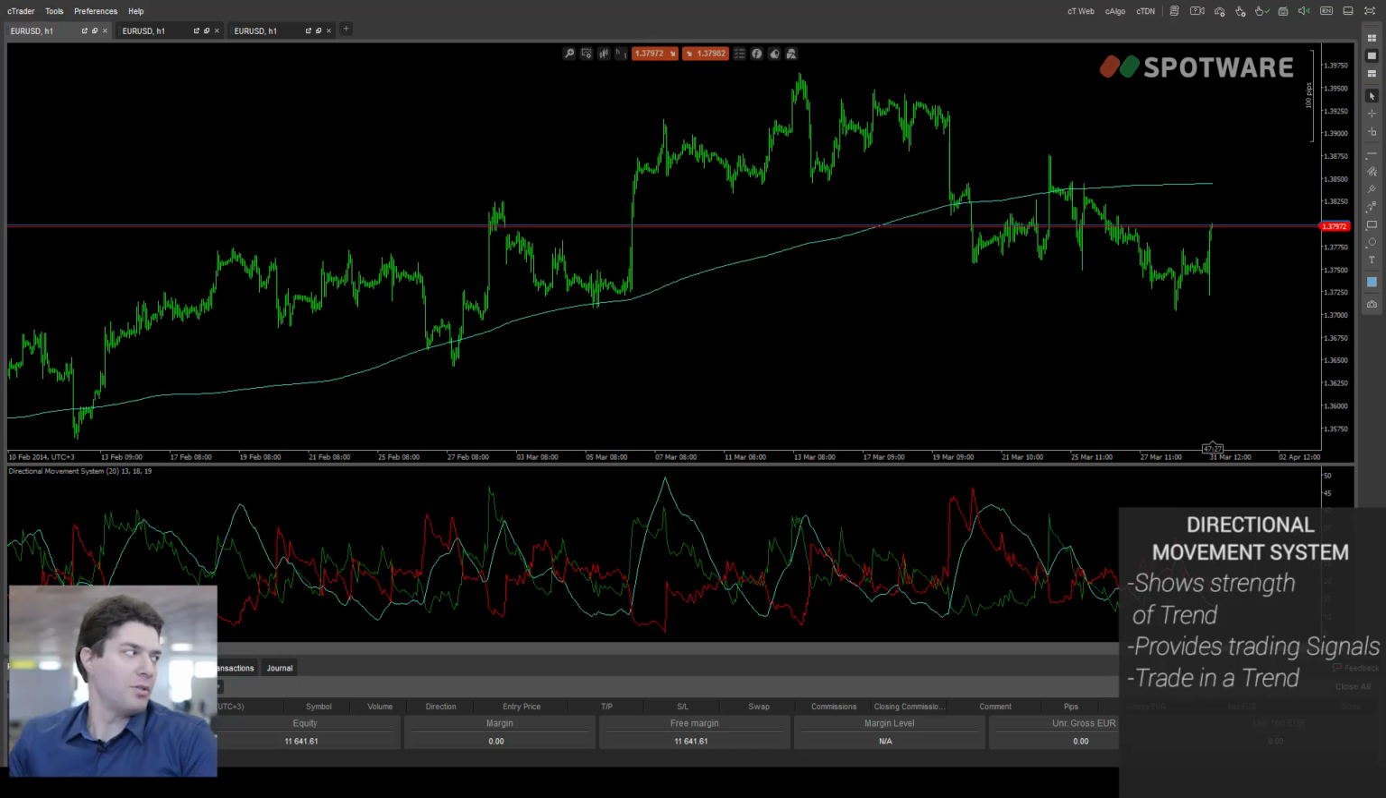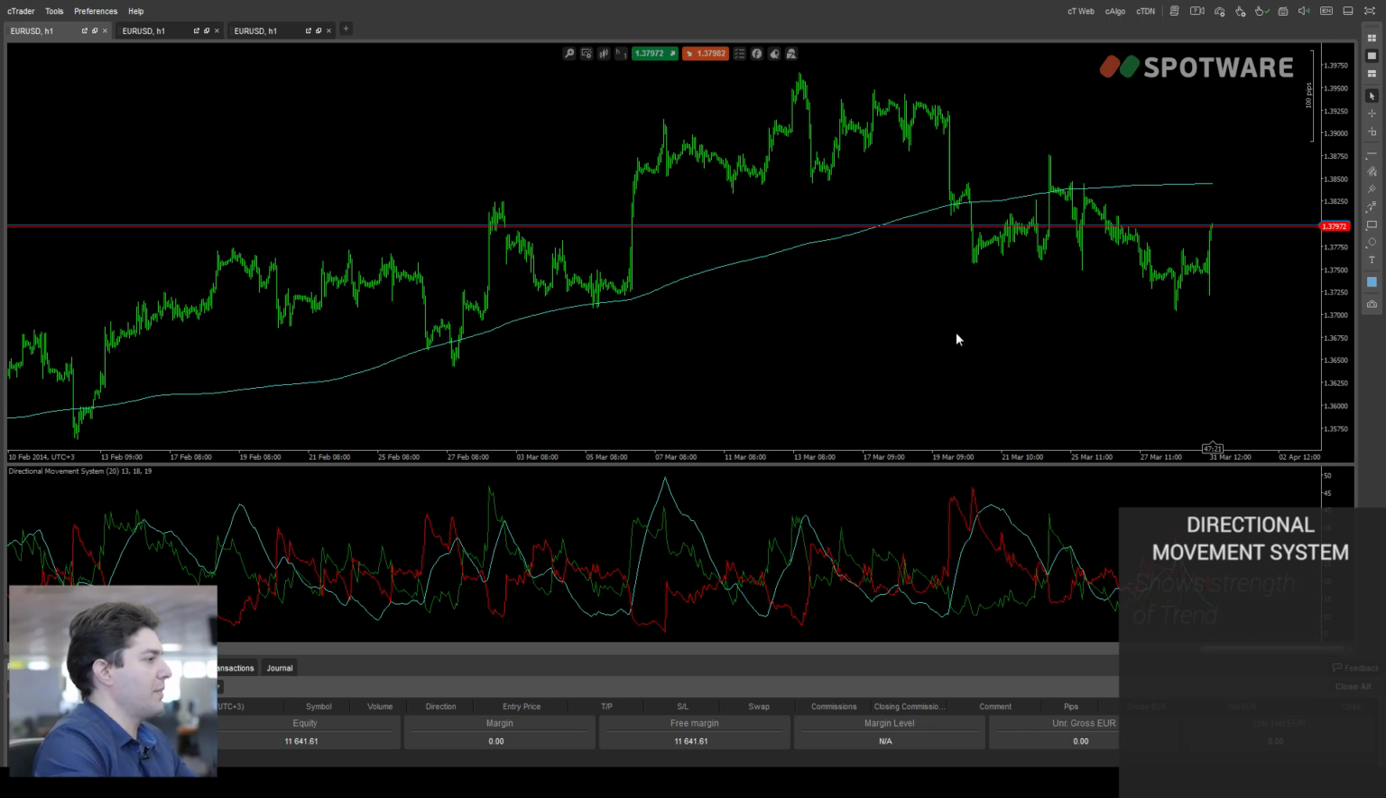Let's go to cTrader where I'm going to show you what a Directional Movement System indicator looks like. So here we have a Euro USD chart with a nice uptrend, and I've plotted a Directional Movement System. The Directional Movement System plots three lines. The first line is called the plus directional movement line. The red line is called the minus directional movement line, and the blue line is the famous ADX indicator, which is the average directional index.